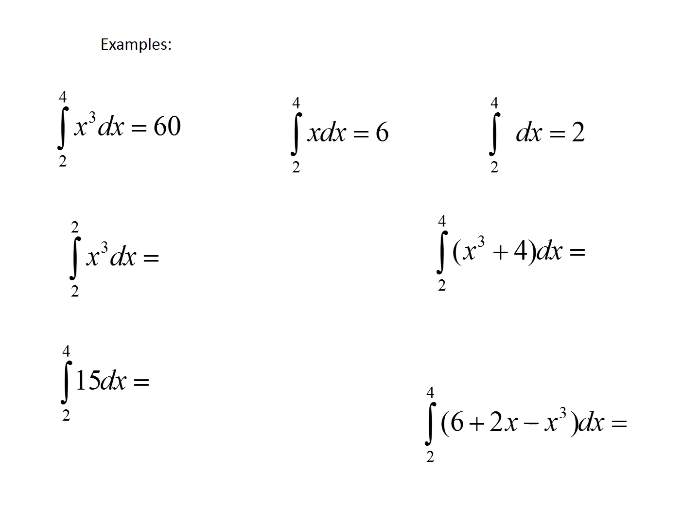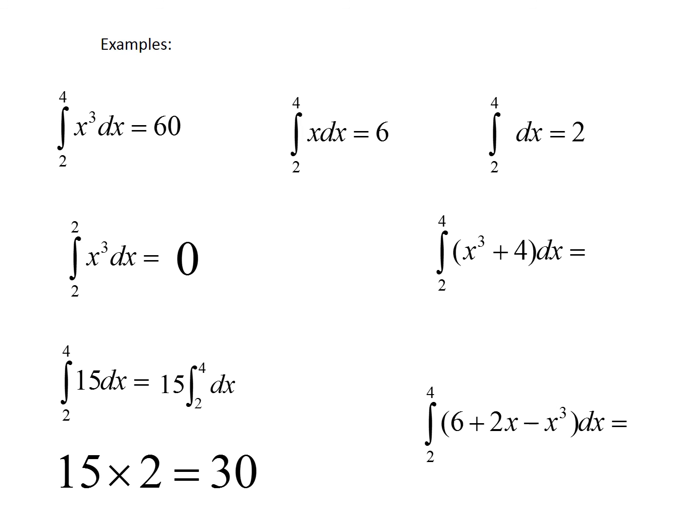Let's do some examples. My suggestion to you is once again that you pause the video and then come back and see the answers. Okay, so the first one is 0 because we're integrating from a to a. For this one, we're going to pull out the 15, and we notice up here that the integral from 2 to 4 of dx is 2. So then this just becomes 15 times 2.